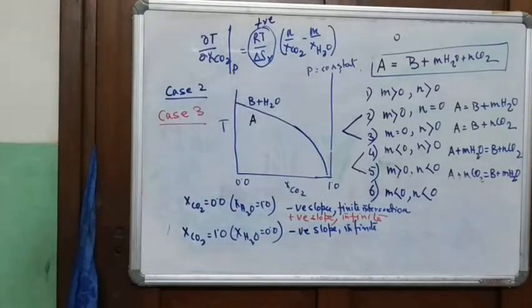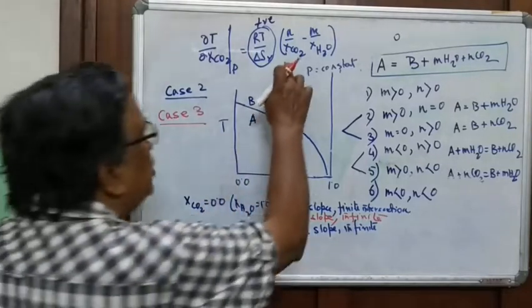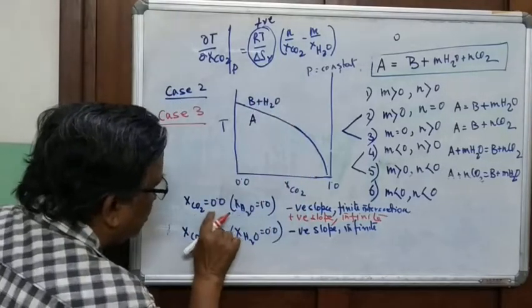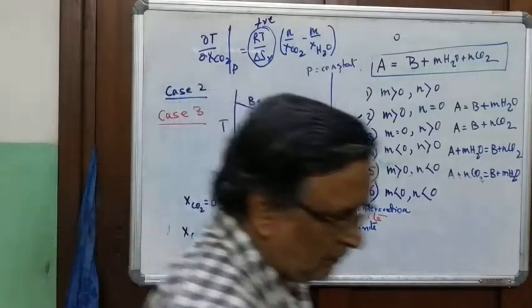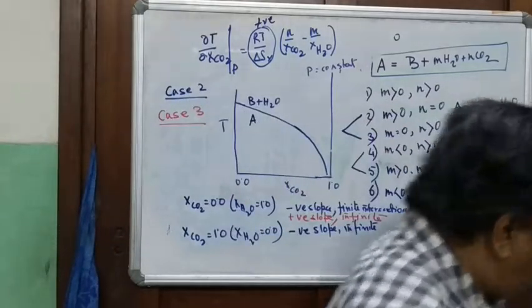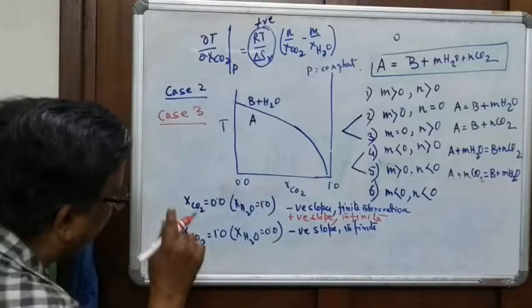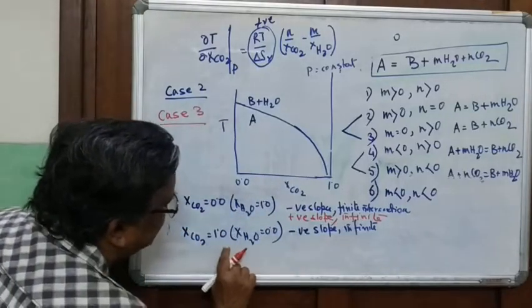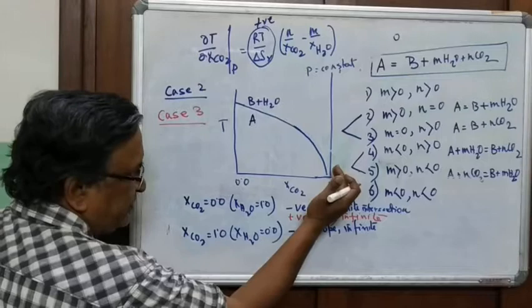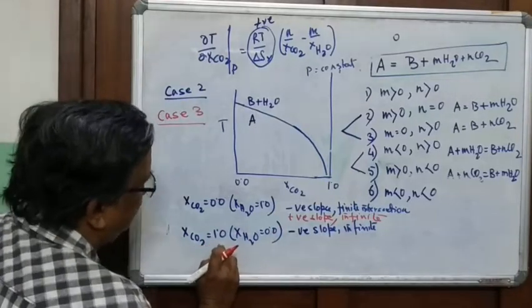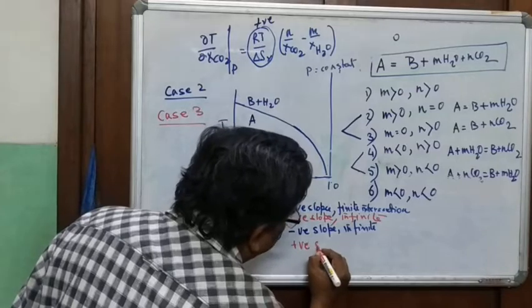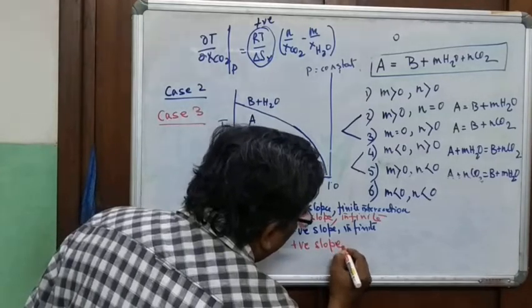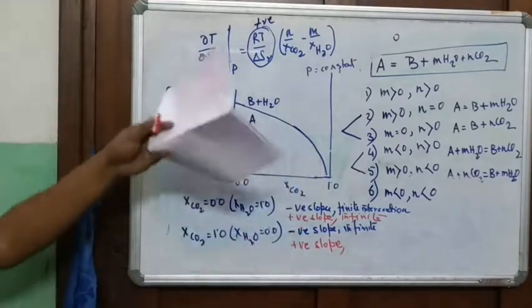So it will be a positive infinite slope for xCO2 equal to 0.0, right? But if you take xCO2 equal to 1.0 at the other end, then you will have, of course, a positive slope, because the whole thing is positive.